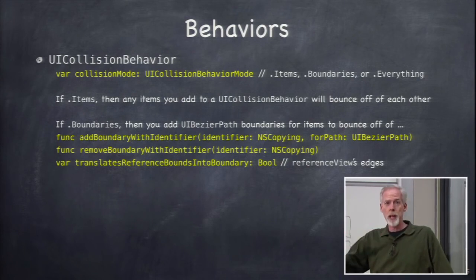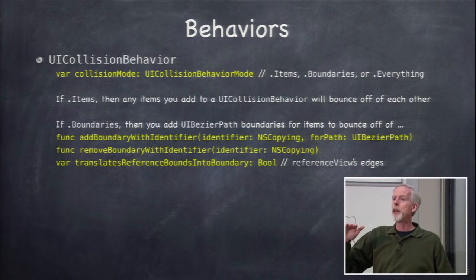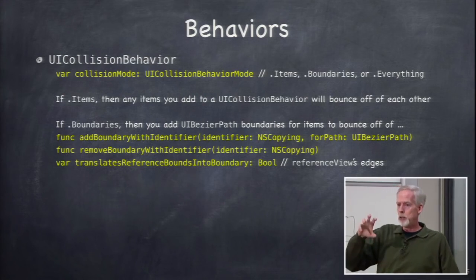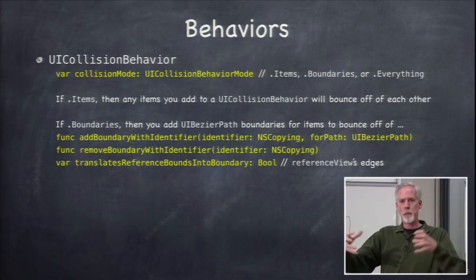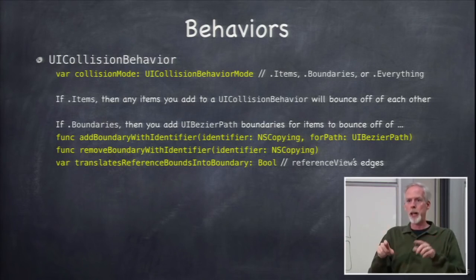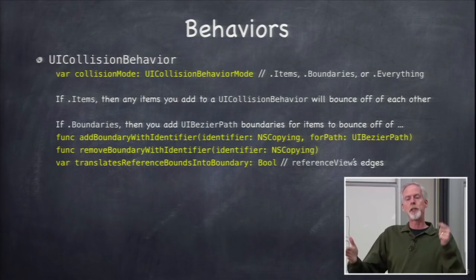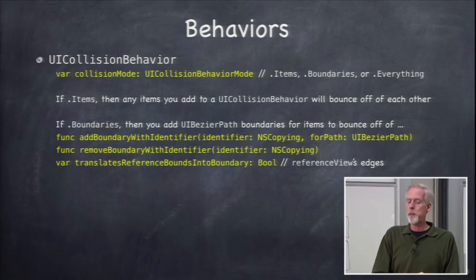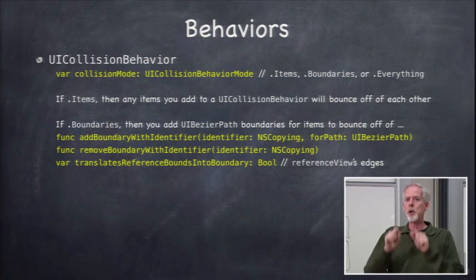One is you can set a Bezier path, any Bezier path, and it will use that Bezier path as the outer edges of a boundary. Okay, it could be a rectangle, a circle, it could be a line, and things that hit the line bounce off of it. Or you can set translatesReferenceBoundsIntoBoundary to true, and then the outer edges of the animator's reference view will be a boundary.